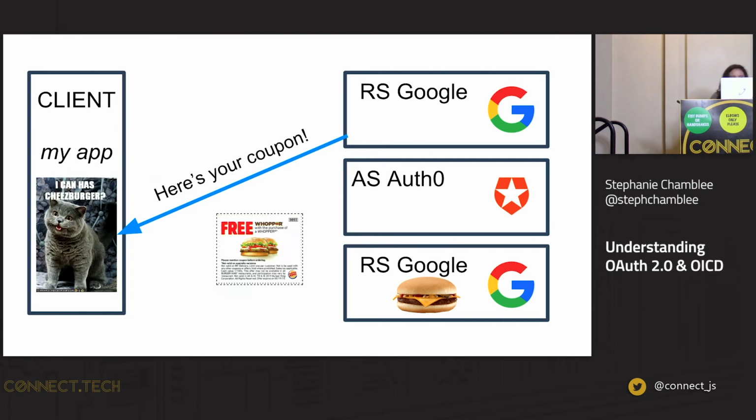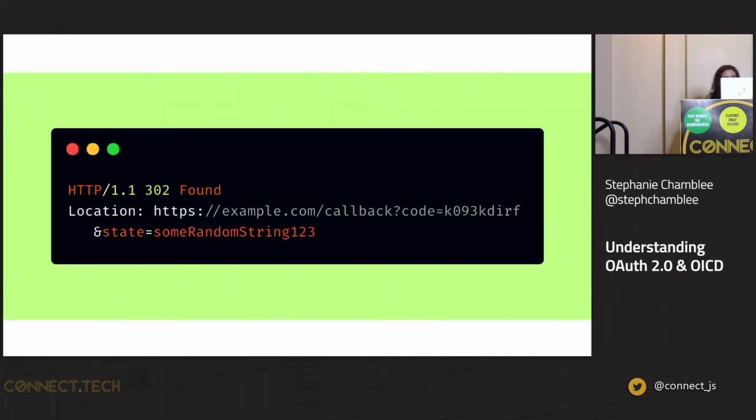Okay, and so Google recognizes that request and offers an authorization code, which can later be used to exchange for the access token, which is the actual cheeseburger. So here is the response from the authorization server. Here's the response that we get. We get a redirect to the client application along with a code as a query string parameter.